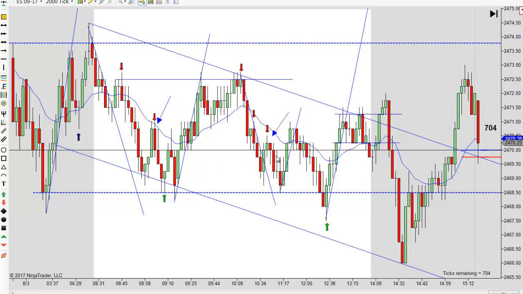But you really are going to be better off playing this as a range. And what you want to do is go short off the highs and long off the lows. If you'd have bought any one of these lows, once it made a low and reversed, you'd have made money. And if you just sold any of these highs, you'd have made money. And so that's the key.